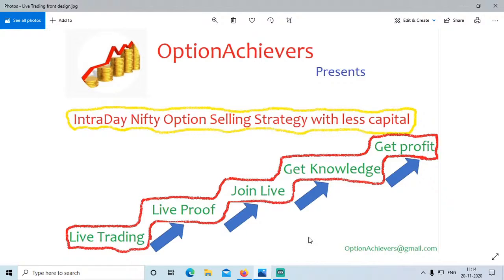So today we are going to look at this intraday Nifty option selling strategy with less capital. Let's do it right away. Look at this intraday Nifty option selling strategy with less capital.